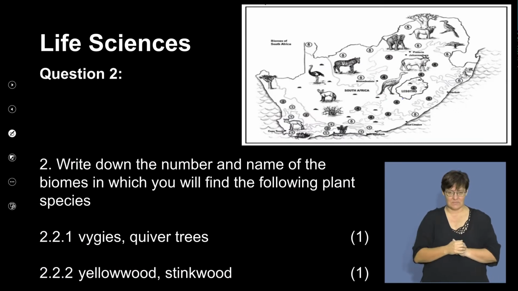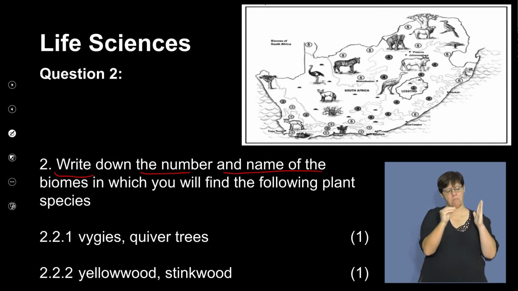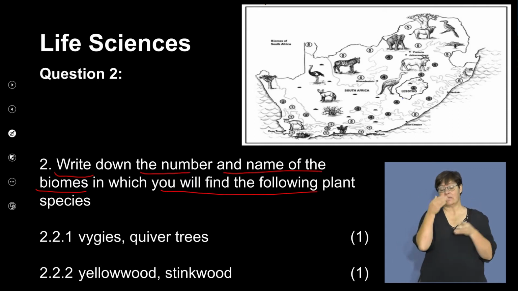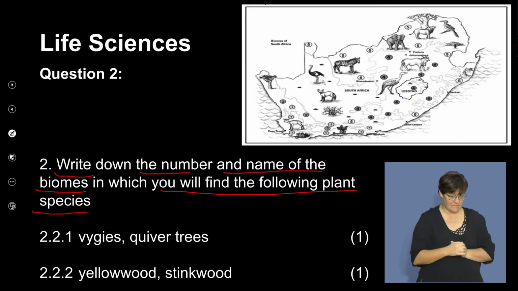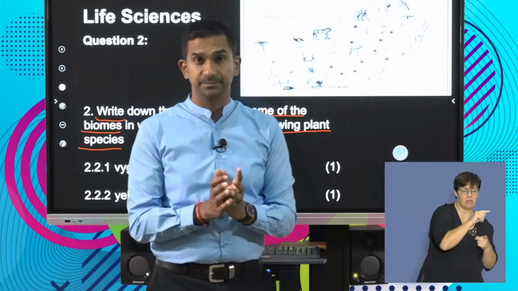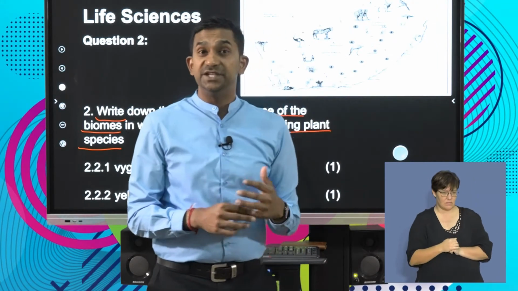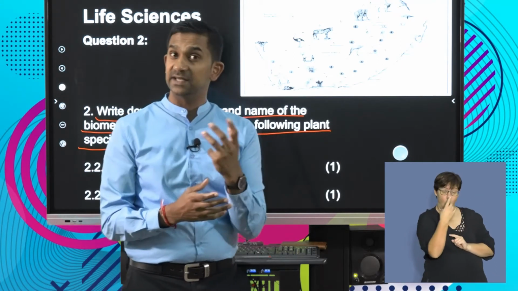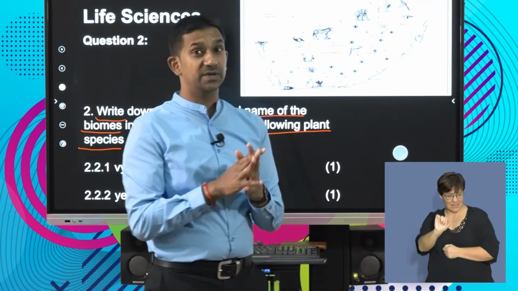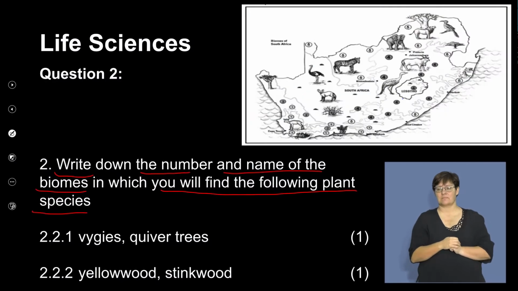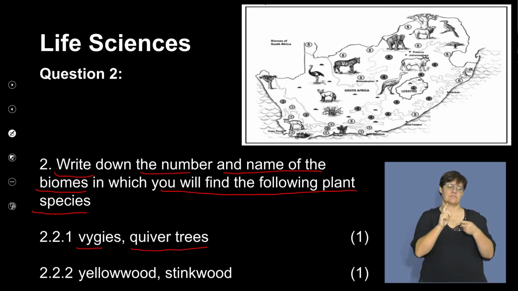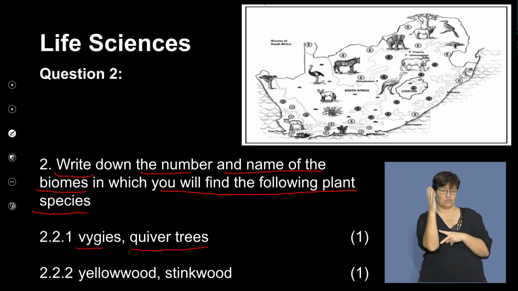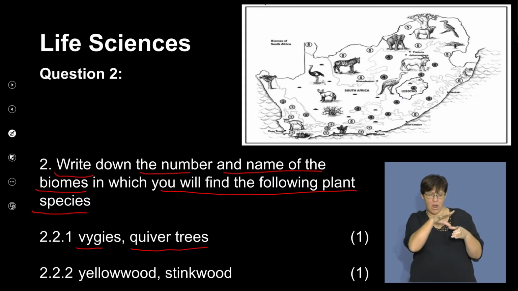Right, so the next question. Write down the number and the name of the biomes in which you will find the following plant species. As I mentioned, our biomes are characterized by the unique plants and animals that we found. The expectation from the teachers is often that you're able to identify a biome from the species that are given to you. So that's essentially what this question is designed to do. So the vygies, the quiver tree are given to you, and these are uniquely found in a specific biome in South Africa.